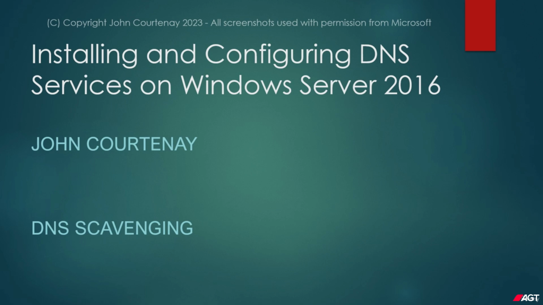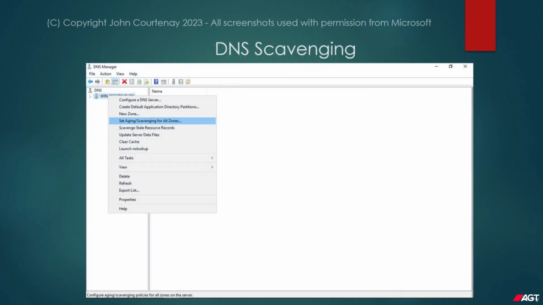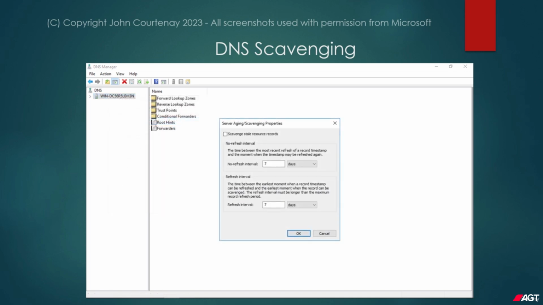To set up DNS scavenging, right-click on the server in the DNS Manager console and click on Set Aging/Scavenging for all zones. On the Server Aging/Scavenging Properties dialog box, we've got the No Refresh Interval and the Refresh Interval options. The No Refresh Interval option is the time between the most recent refresh of a record timestamp and the moment when the timestamp may be refreshed again. The Refresh Interval is the time between the earliest moment when a record timestamp can be refreshed and the earliest moment when the record can be scavenged. The refresh interval must be longer than the maximum record refresh time.